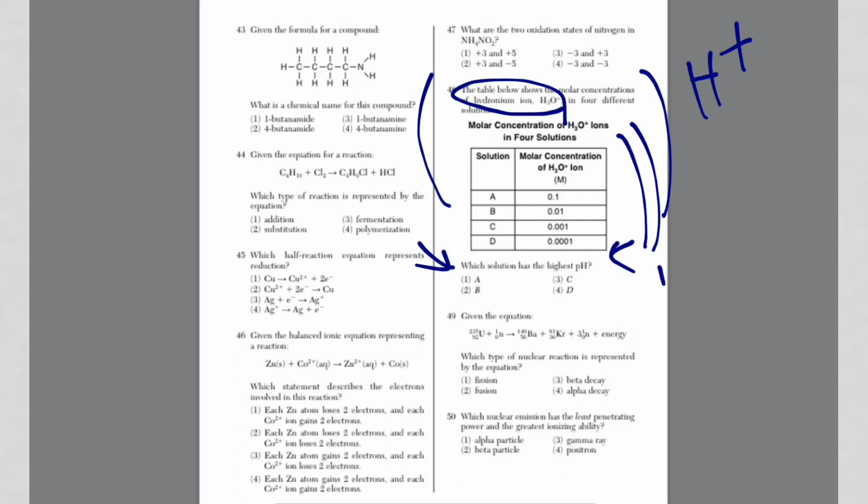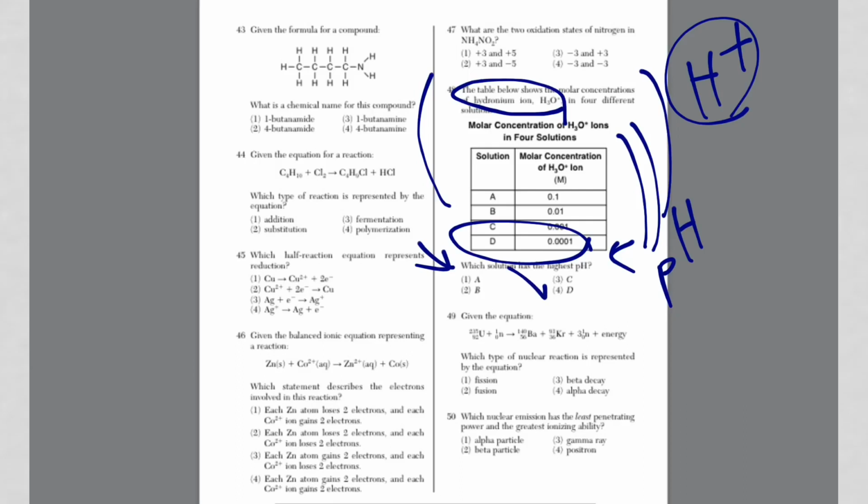Remember that pH values, the lower they are, the greater the hydrogen ion concentration. So the solution with the highest pH is actually going to have the lowest hydronium or H plus concentration, and it's going to mean it's going to have the greatest hydroxide ion concentration. So this is a little bit tricky, but the highest pH is going to go with choice D.